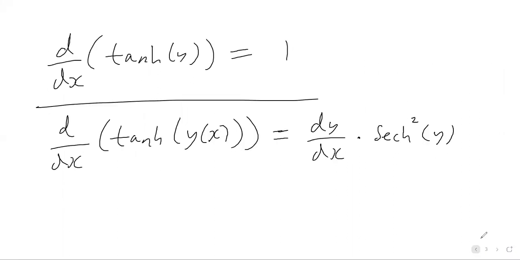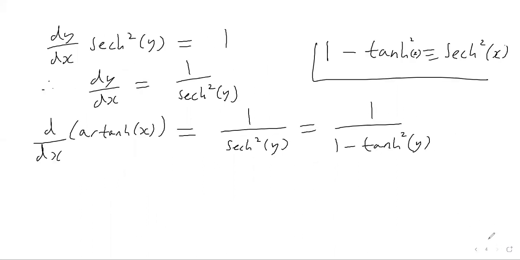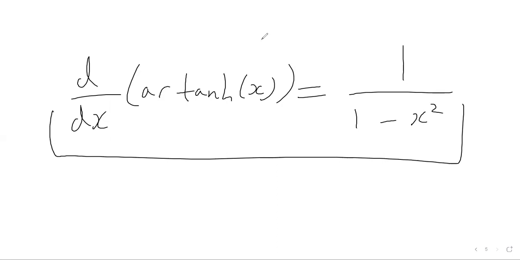Okay, right, so we're nearly there. If we go back to our working, we know that tanh y equals x, so tanh squared y equals x squared, and therefore this equals 1 over 1 minus x squared. And so our final result is that d by dx of artanh of x is equal to 1 over 1 minus x squared. And that is our final result.